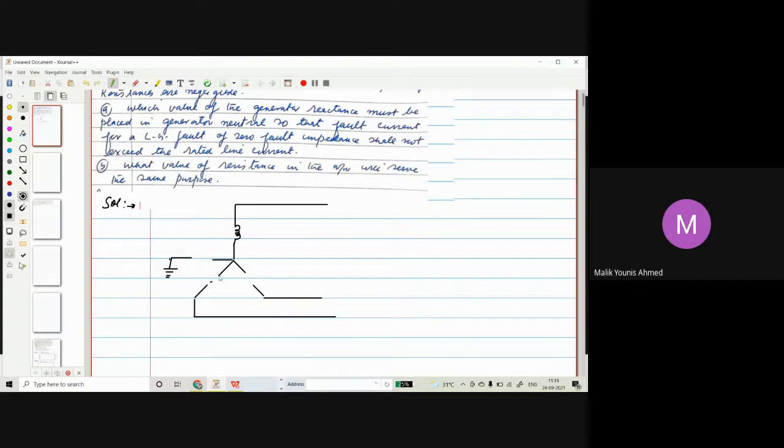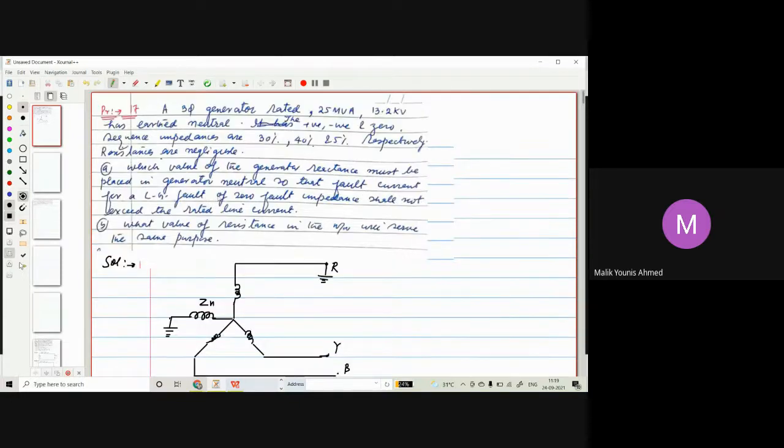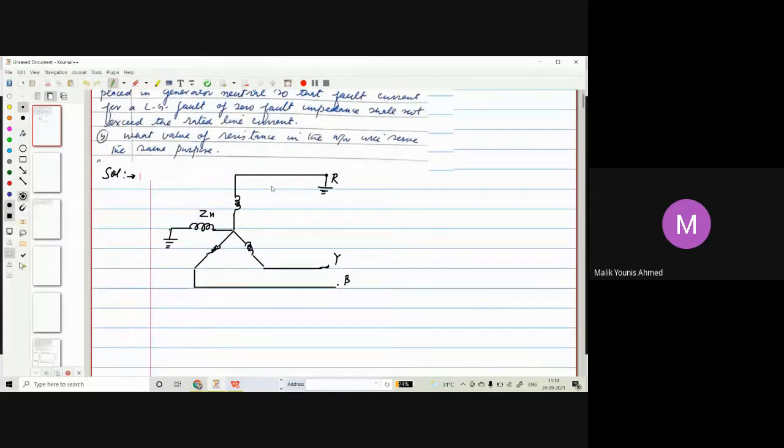So this is your generator, which has a reactance like this. We can label the phases RYB or ABC, it doesn't matter, but this is the neutral reactance Zn. The question tells us a three-phase rated generator has an earthed neutral through reactance. Positive and negative sequence impedances are given. So first we'll find the rated current of the generator.